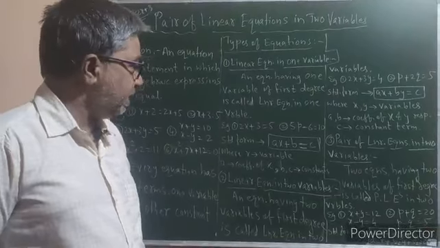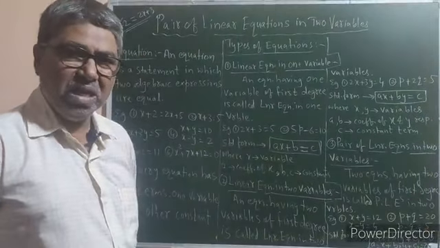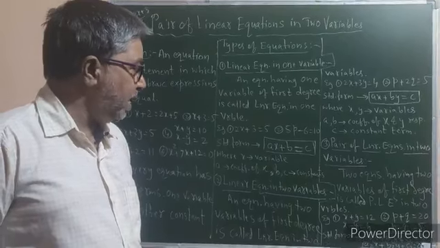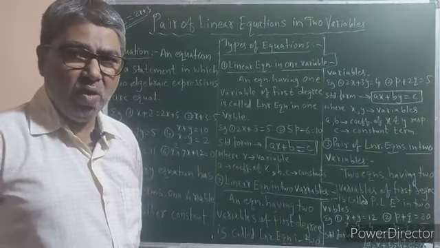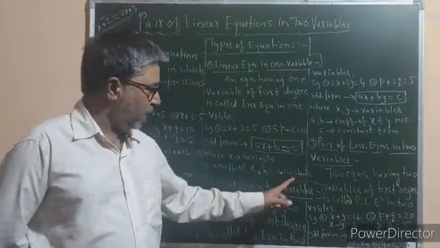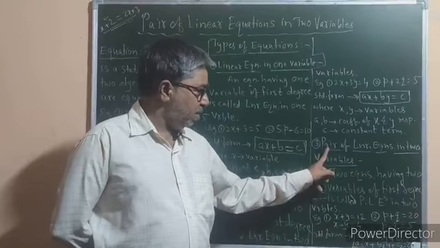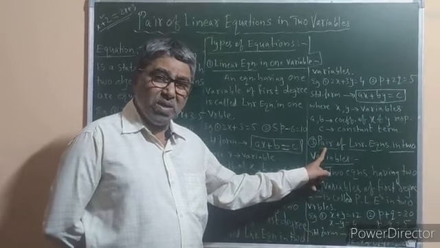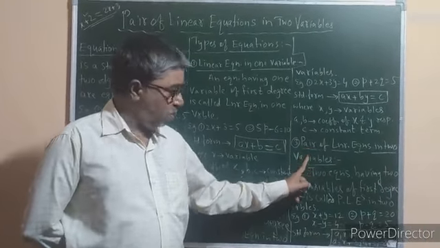Now the third type of equation is pair of linear equations in two variables, what we are going to study. Now how will you define two equations? The word pair is used means we have to have two equations.